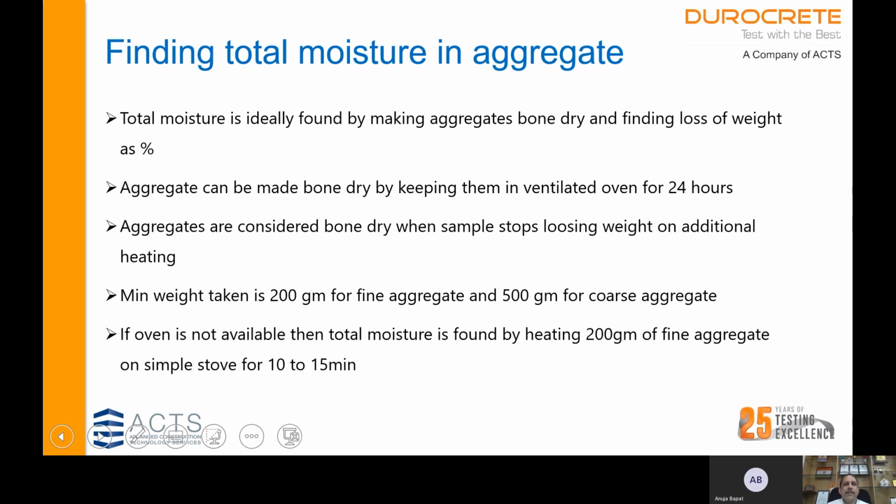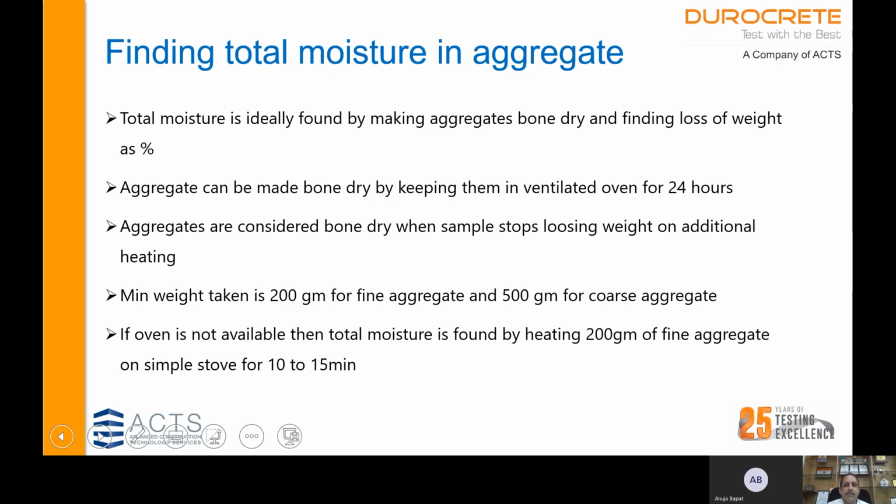Let us look at the method of finding total moisture in aggregates. Total moisture is ideally found by making aggregates completely bone dry and finding the loss in weight as a percentage. Aggregates can be made bone dry by keeping them in a ventilated oven for 24 hours. And aggregates are considered bone dry when sample stops losing weight on additional heating.